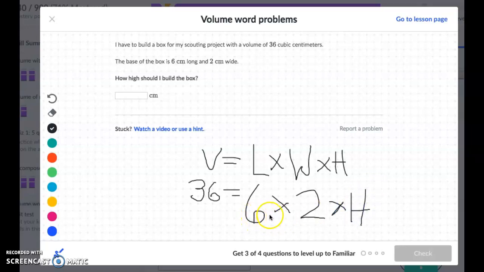So I know 6 times 2 is 12, and I know I need to get an answer of 36. So 6 times 2 is 12. 12 times 3 is 36. So my height has to be 3 centimeters.